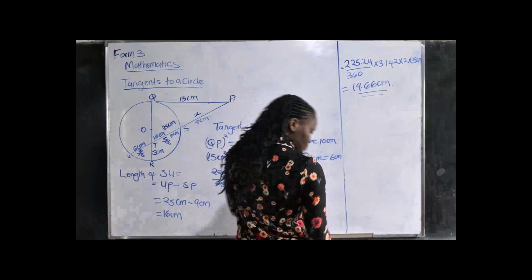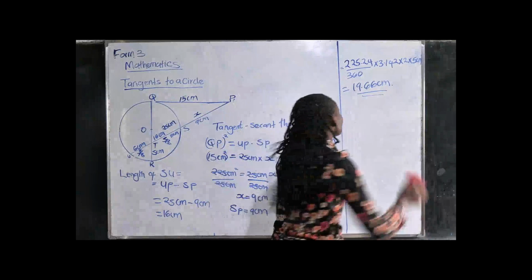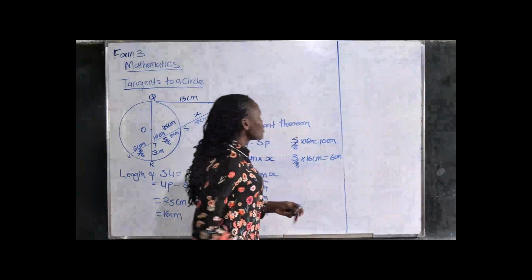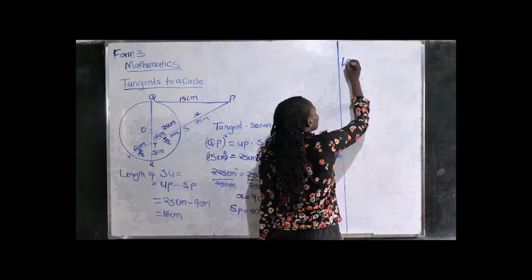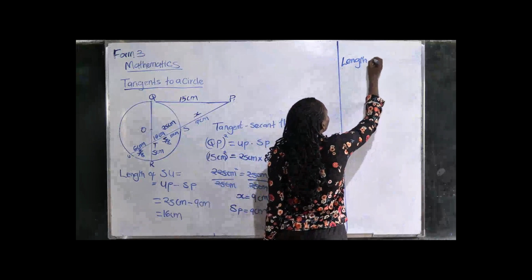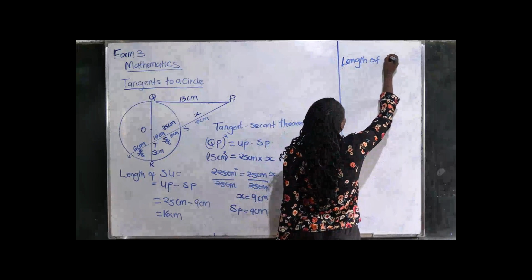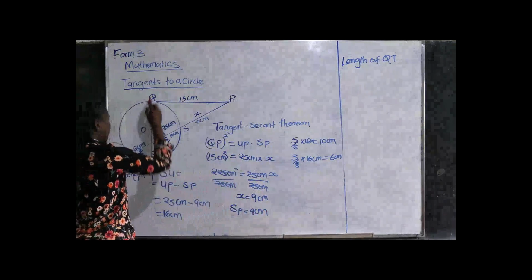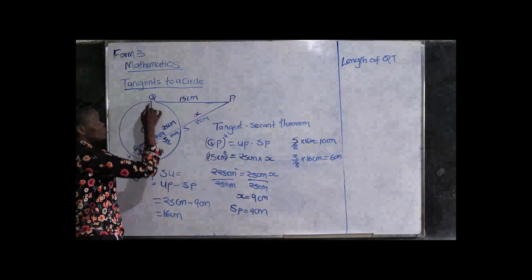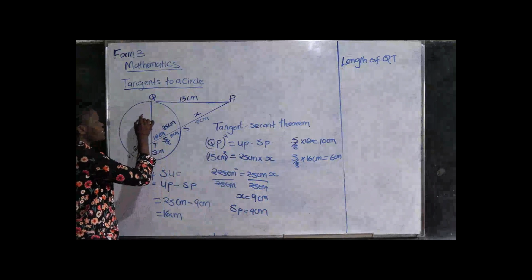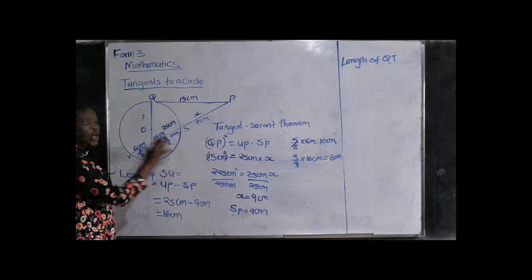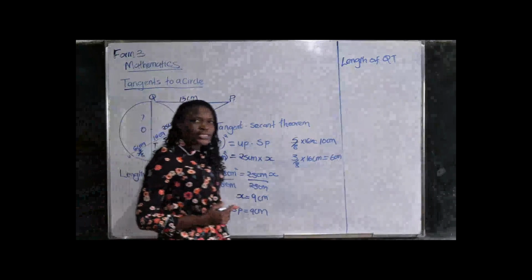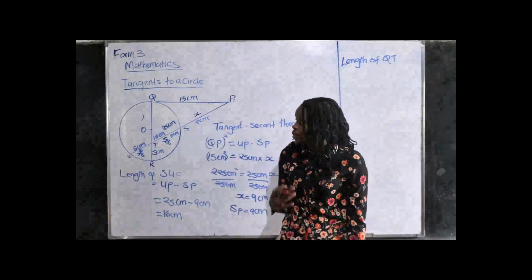So the question that we now want to solve using the same diagram is the length of QT. We want this distance. That is the question, when we have all the values here. One thing we are going to use is the relationship between the chords that are inside the circle.